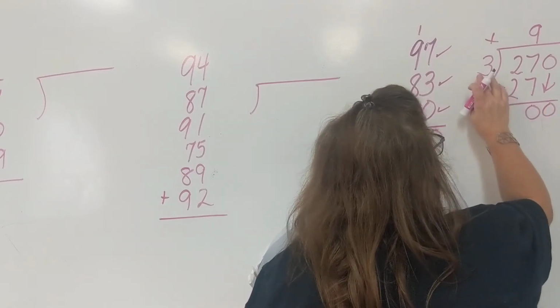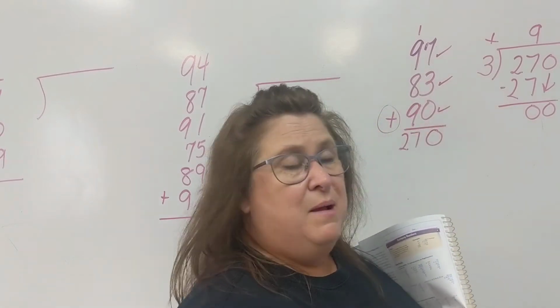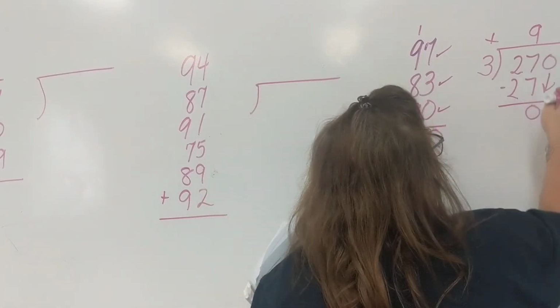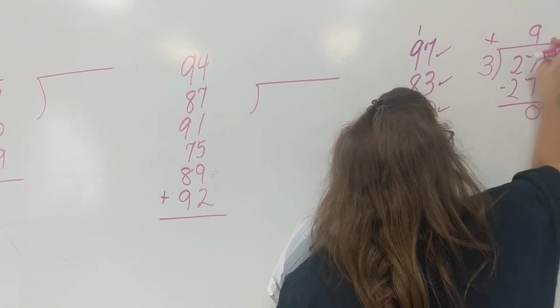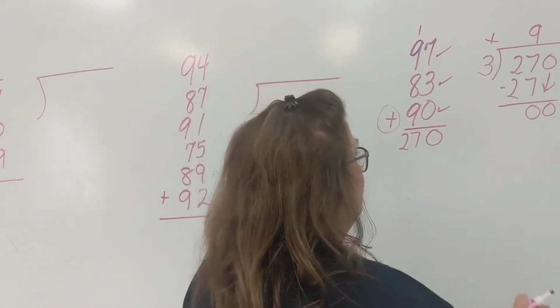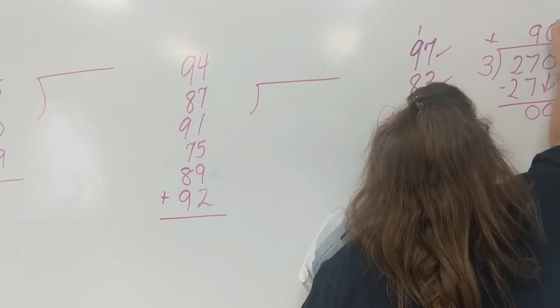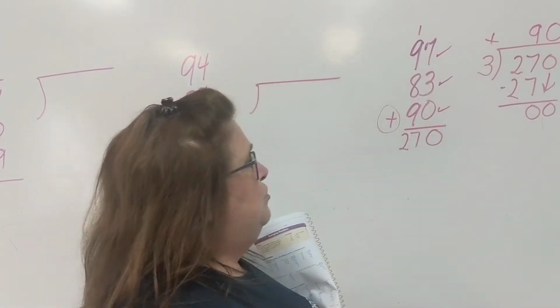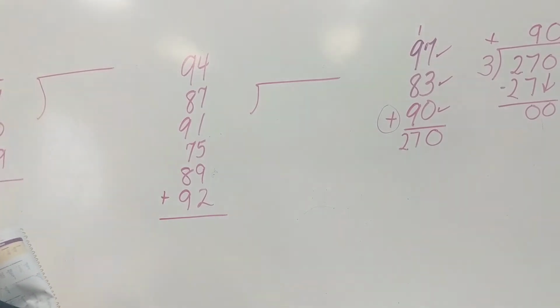How many times can 3 go into 0? 0 times. Now guys, remember, anytime we bring a number down, there has to be a digit in the quotient above that number we brought down, even if it's 0. So if 3 can't go in there any at all, then we put 0 on the line. So the average of 270 is 90. It's that simple.